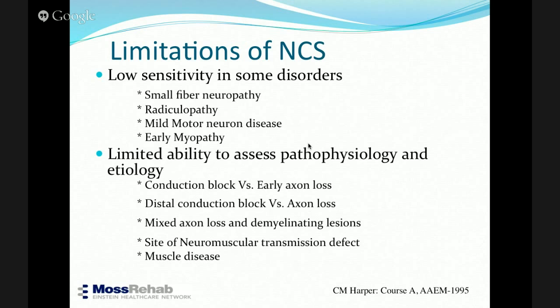And if it's a mixed axon loss and demyelinating lesion, it's going to be difficult to do. So the amplitudes come down. Amplitudes could be smaller in demyelination because of segmental demyelination, whereas as you go proximally, the amplitude is going to be smaller. And then if there is axon loss as well, that would decrease the amplitude at the same time. So it's going to have some difficulties.